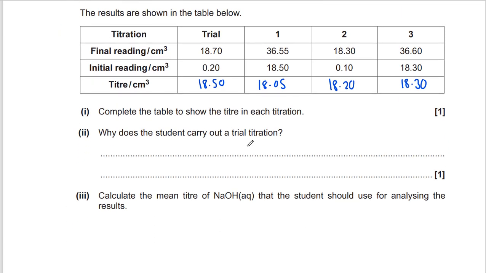Now, why do they carry out a trial titration? This is just an estimate. This is just basically what you'd have done in practical work during the year. It's just to estimate the titers, just to get a good idea of where the endpoint is before you start doing accurate ones. Because you don't want to spend ages adding dropwise from 0 if the endpoint's not till 18. You'll be there all day. So you just add it really, really quickly until you get to 18.